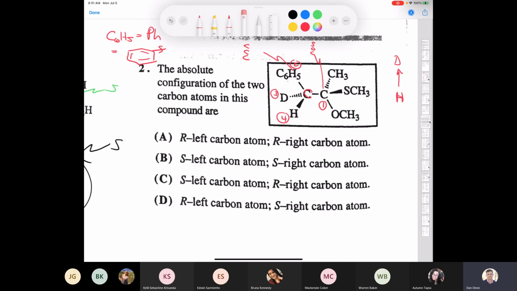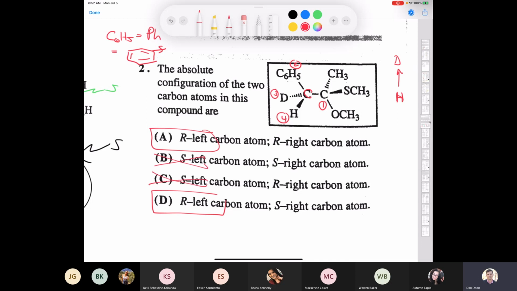So how do we determine the stereochemical configuration here? Because the lowest priority group is facing towards us, isn't it? The lowest priority group is coming out towards us. So we're going to evaluate it, and then we're going to reverse it. So let's take a look. If we go from 1 to 2 to 3, like that, we're going counterclockwise, which is S. And since the hydrogen is coming out, we're going to reverse that. So that means the carbon on the left is going to be R. So it's either going to be D or it's going to be A. We can cross these ones out.